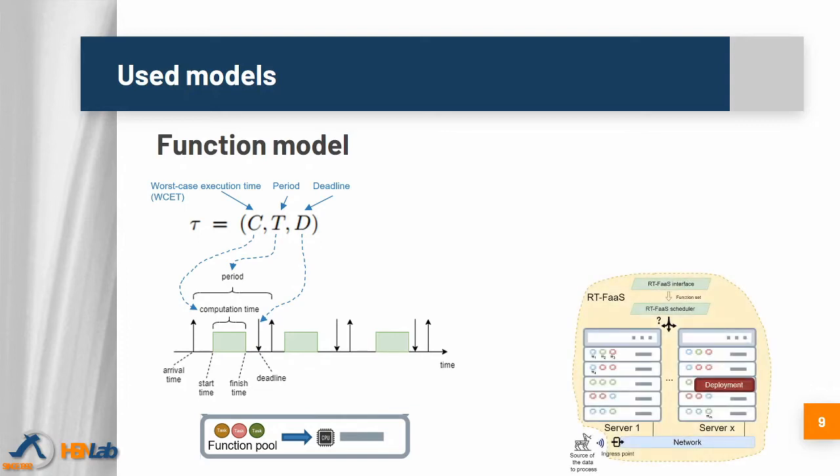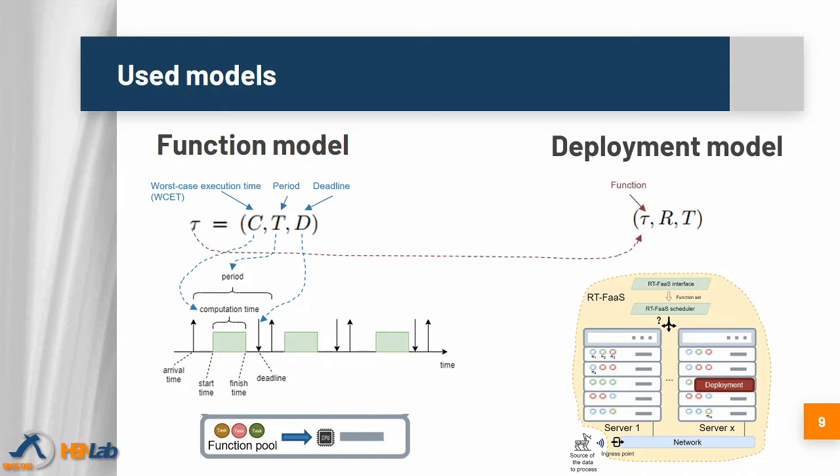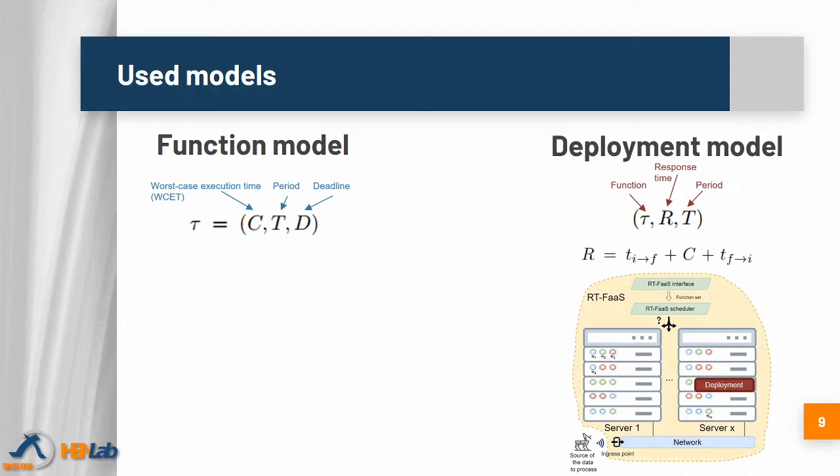But this is not the case here, since instead of a single server, we have a complete server cluster containing multiple CPUs. It is important to differentiate the function and the deployment, similarly as Kubernetes does. The deployment model contains the function to execute and it has the same period that the function has. Furthermore, it has a response time which depends on which server and on which CPU the task is executed. The response time can be calculated by the following formula.